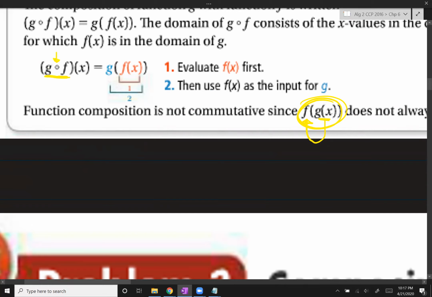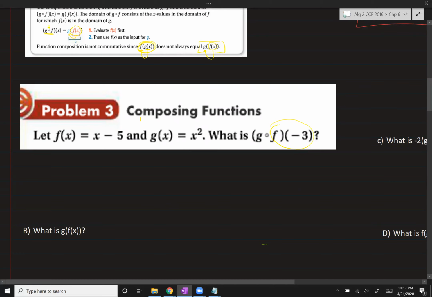All right, so first thing I'm going to do is find out what is f of negative 3. So f of negative 3 is negative 3 minus 5. That result is negative 8. Now that's saying put that into g. So here's what I like to do. So I say g of negative 8 means negative 8 squared. So the final answer here is 64.